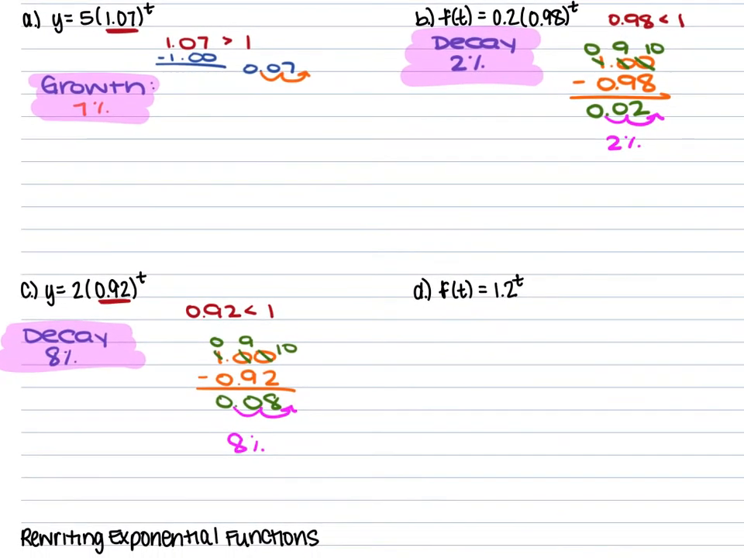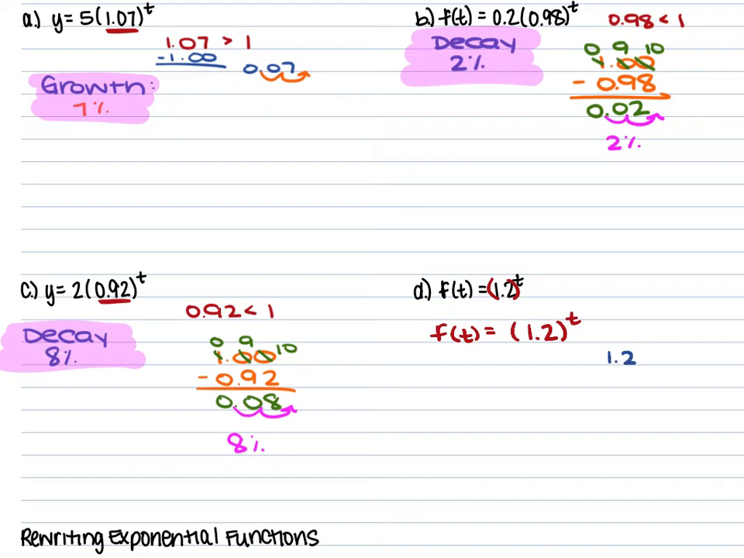For example D, we have f of t is equal to 1.2 to the power of t. Now this is not in parentheses because there was not a term in front of the original parentheses on this 1.2. So this is the same exact thing as seeing f of t is equal to parentheses 1.2 to the power of t. So if it makes it a little bit easier, just rewrite it so that way you can see it in that form.